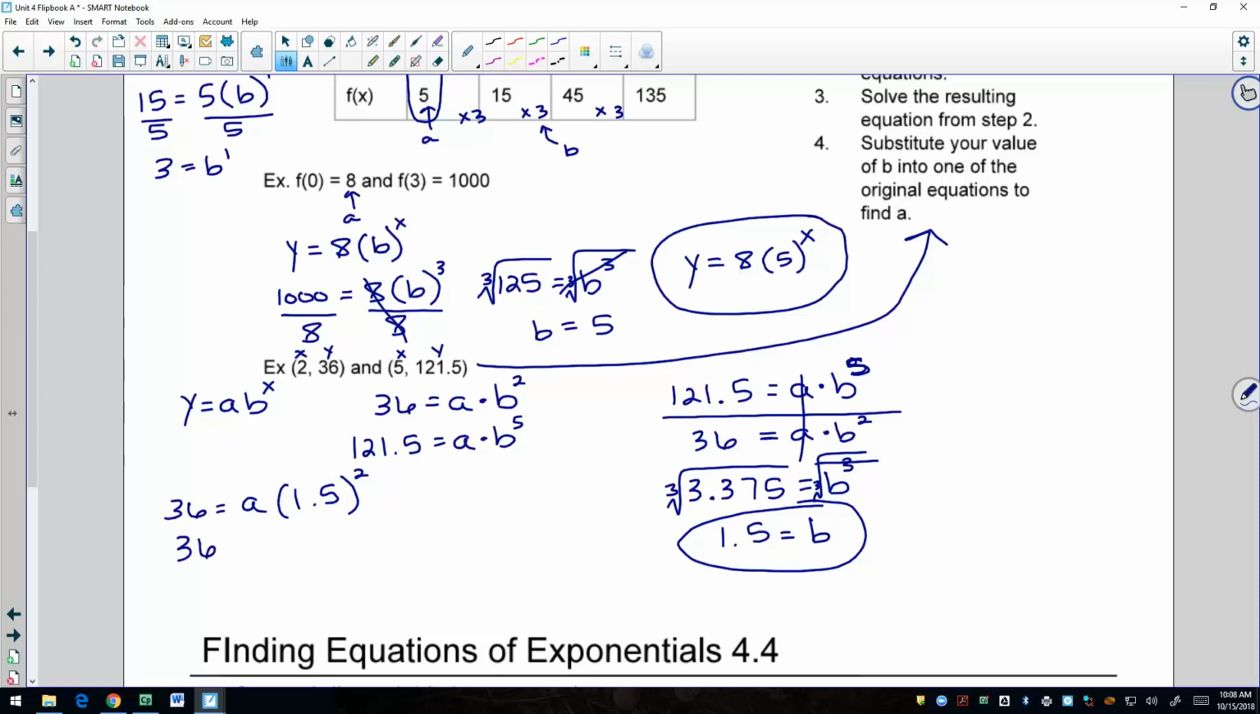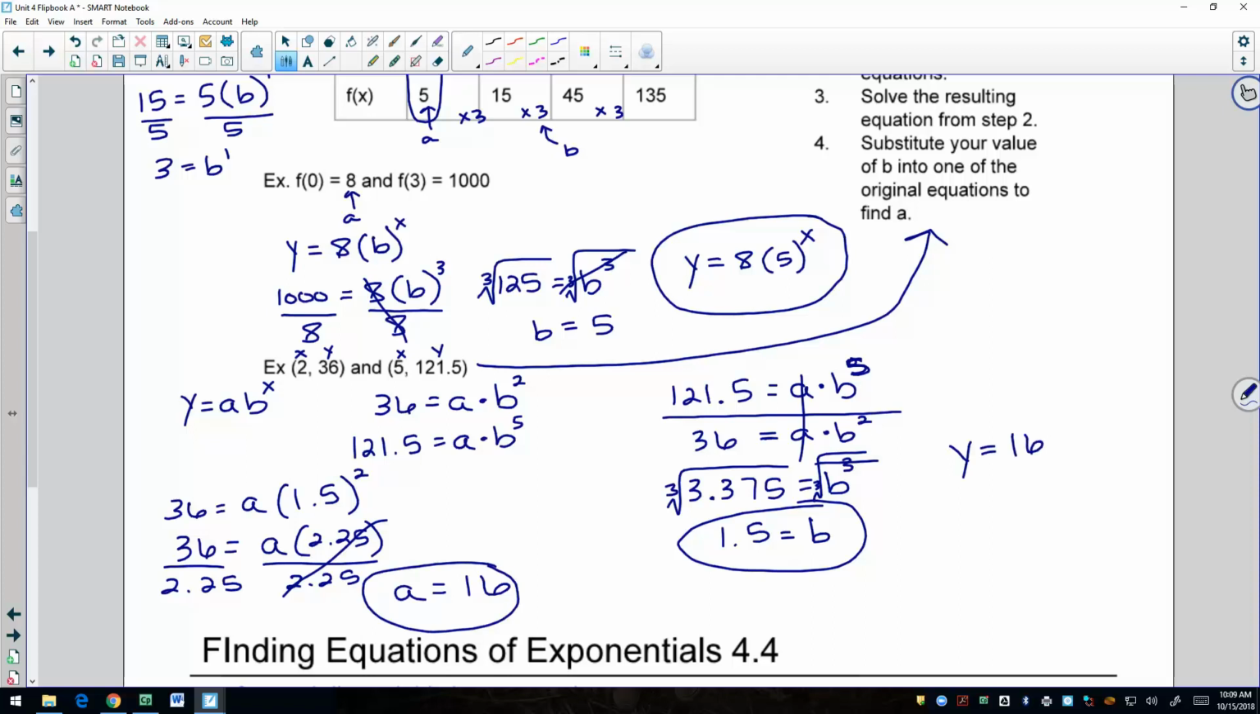So 1.5 squared is 2.25. And then when you divide that over, a turns out to be 16. So now I can write my equation because now I know a and b. So my final answer would be y equals 16 times 1.5 raised to the x.